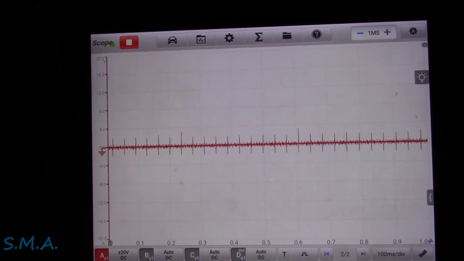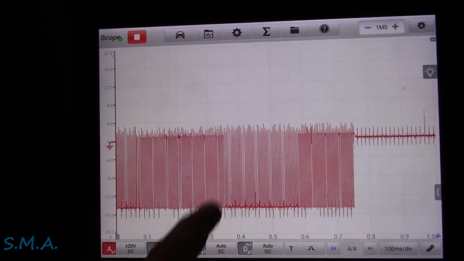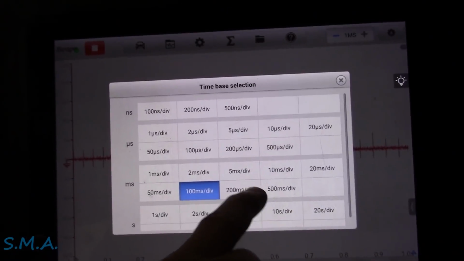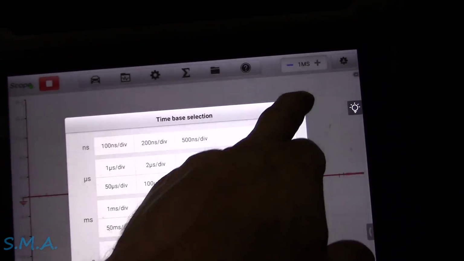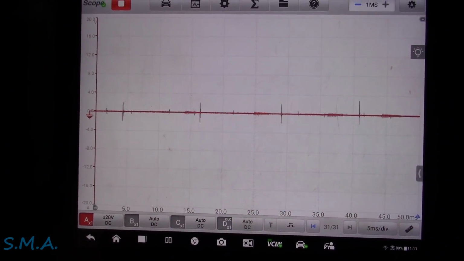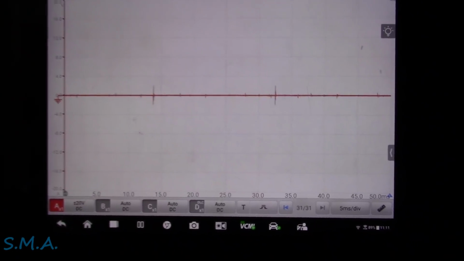Now let's say 100 milliseconds. Let's just whap the throttle here a little bit. Okay, so that's where it kicked on. Okay, fantastic. Let's change our scale a little more. So that's the exhaust. We are getting a command there, so that's good.